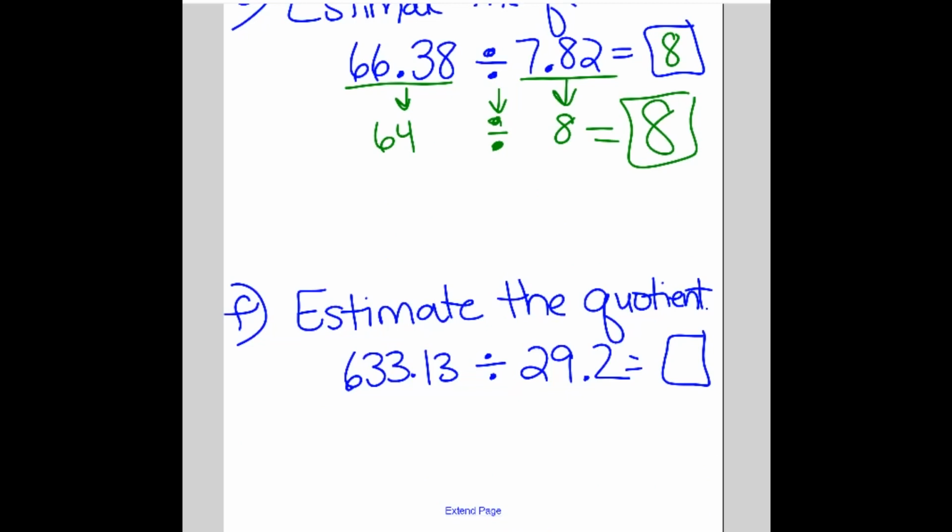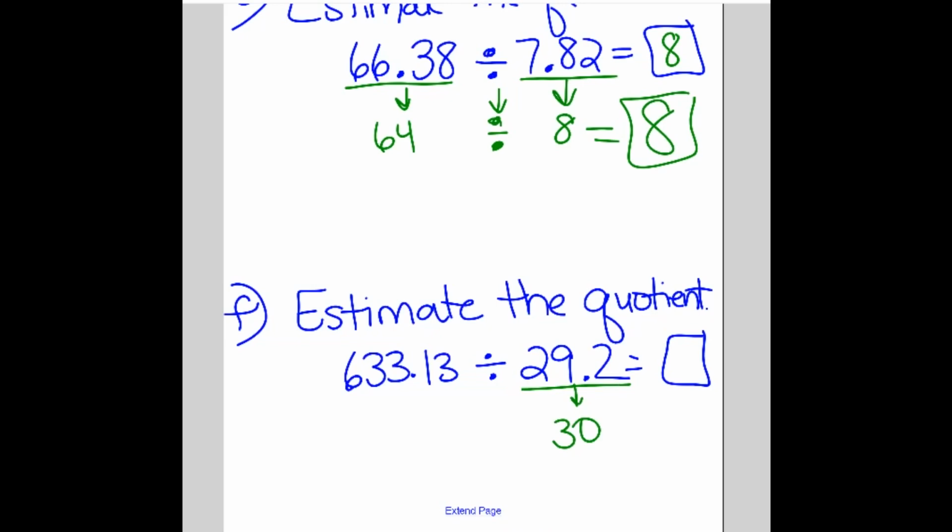Okay, so it says estimate the quotient 633.13 divided by 29.2. All right, so this is the biggest number we've dealt with yet, but I think we can handle it. So that's 600. I won't even look at that yet. Let's look at the 29.2. I know that 0.2 doesn't help me round, but a compatible number to 29 is 30.